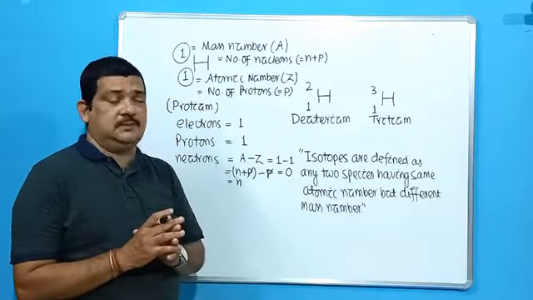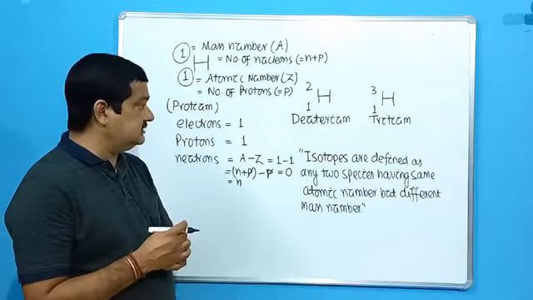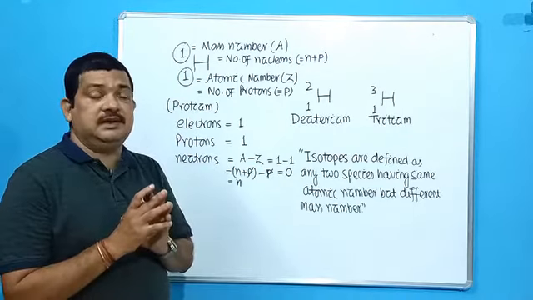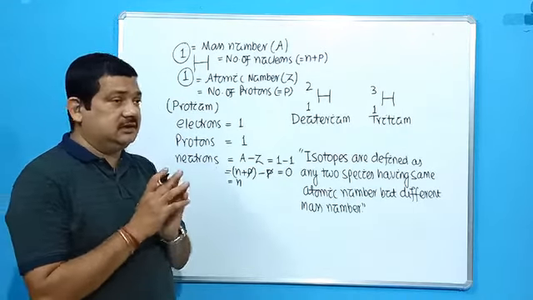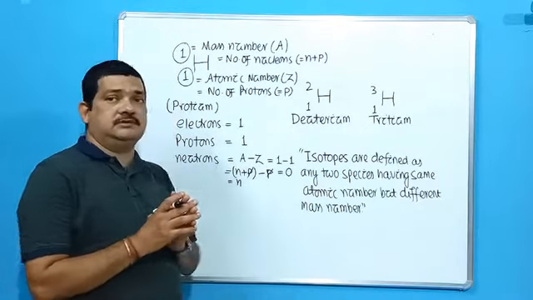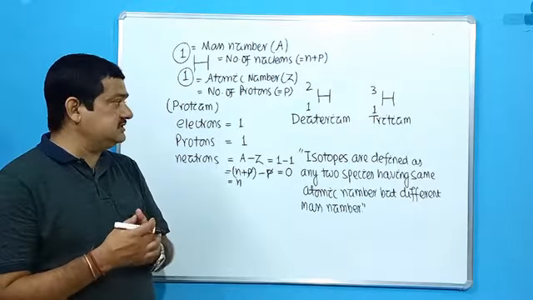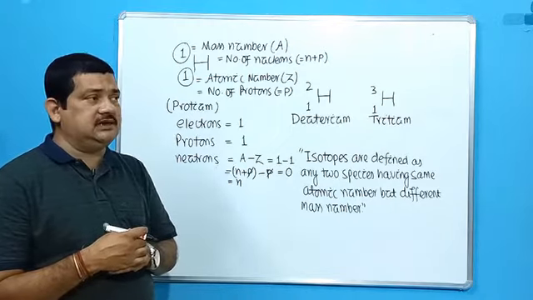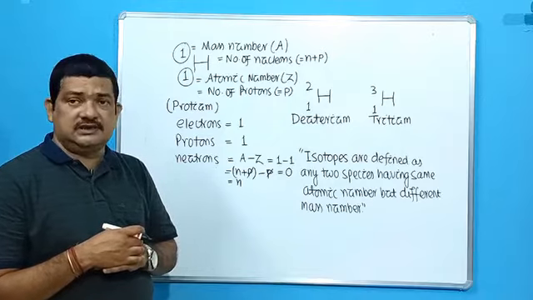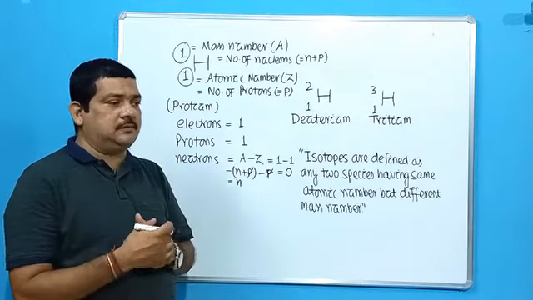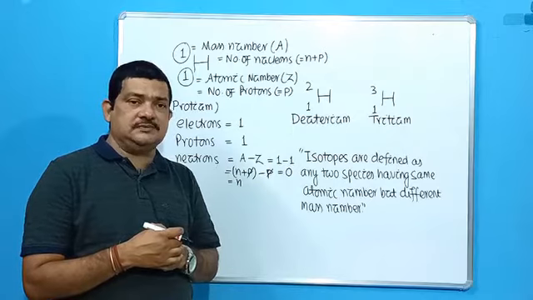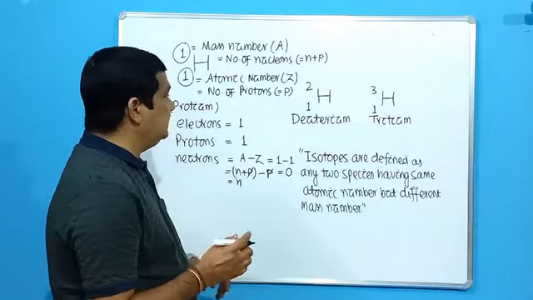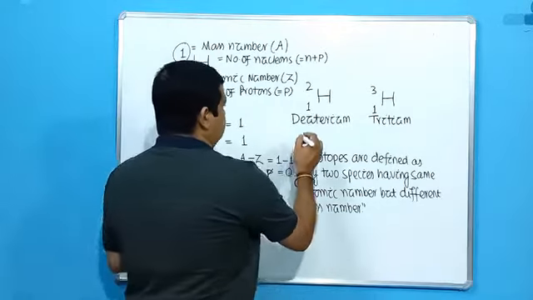Then deuterium, it is used in heavy water, in nuclear reactors. Tritium is radioactive in nature and the shortest lived isotope of hydrogen. So you can be asked the question here, which isotope of hydrogen is radioactive in nature? Answer will be tritium. Or which isotope of hydrogen has the shortest lifespan, shortest life period? Tritium.